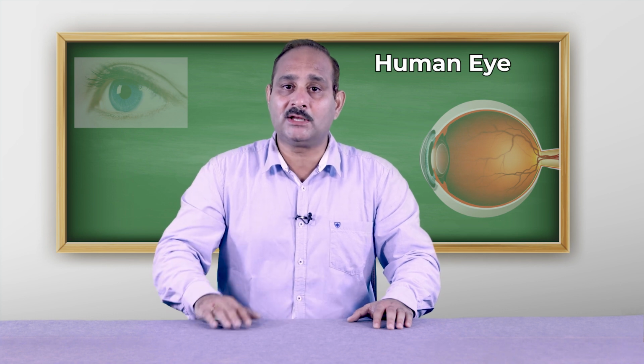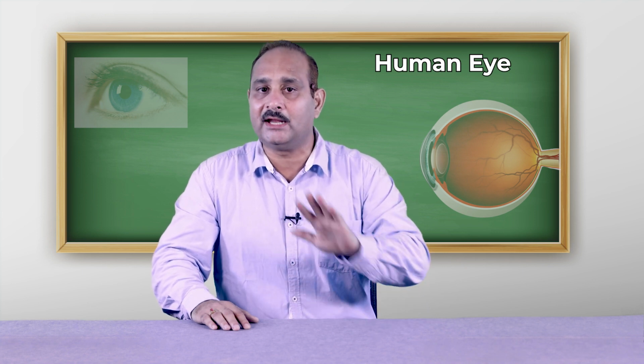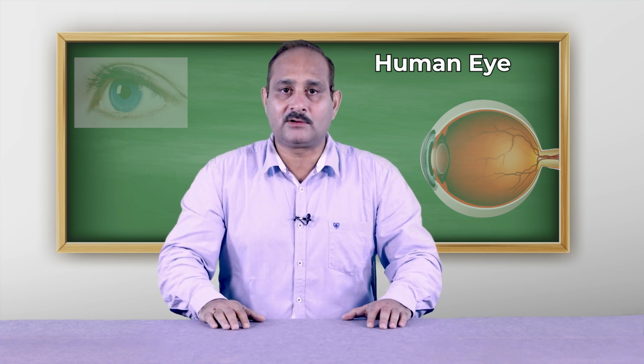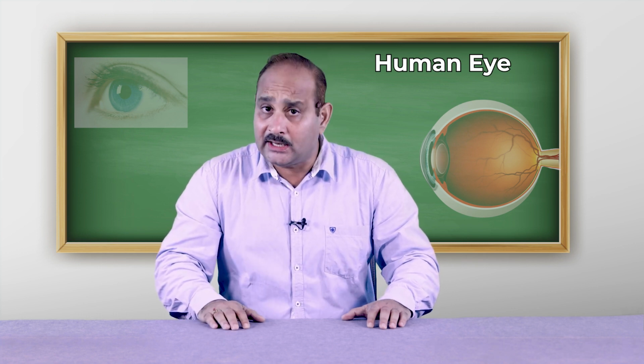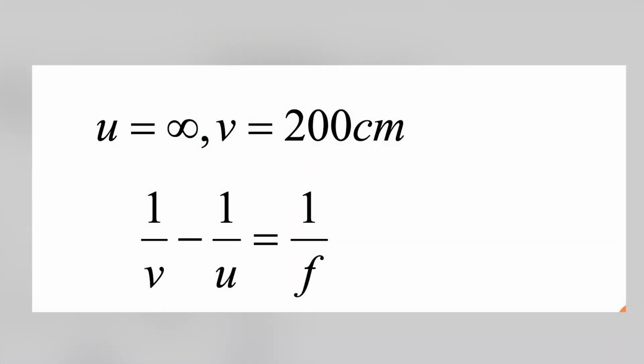Now, here the correcting lens forms the image of the board at 200 centimeter, which is originally placed at infinity from the person. Hence, the distance of the object from the lens is infinity, that is, u is equal to infinity, and the distance of the image from the lens is 200 centimeter, that is, v is equal to minus 200 centimeter.